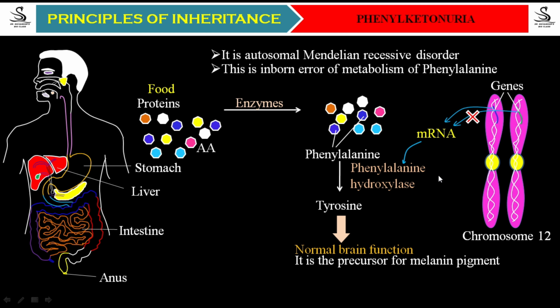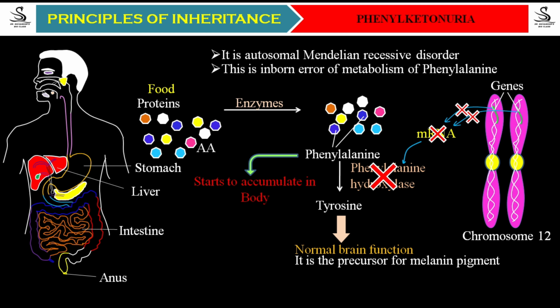Now suppose the person has received this gene also affected. Both the genes are affected now. So due to that, what happens? There is no availability of the mRNA which is required for phenylalanine hydroxylase formation. That will lead to the absence of phenylalanine hydroxylase. Whenever the enzyme is absent, what will happen then? That will result in accumulation of phenylalanine.